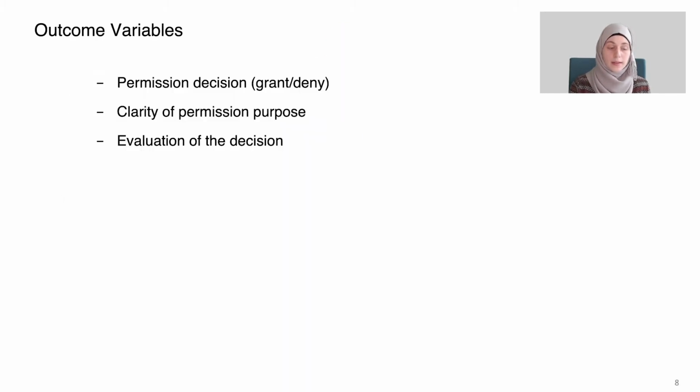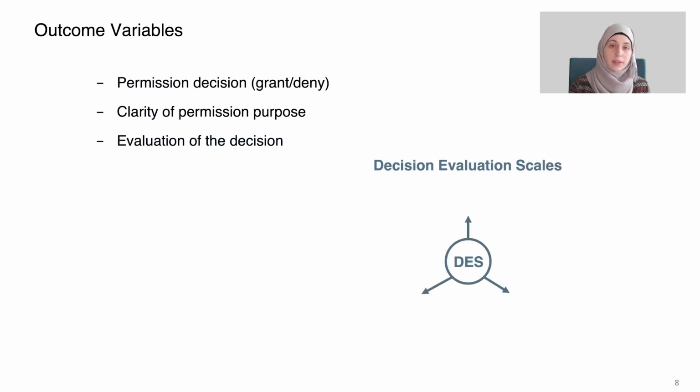To get a holistic understanding of the user's perspective, we measured participants' permission decision, their clarity of the permission purpose, and their evaluation of the decision, for which we used the decision evaluation scales from the field of health psychology. These scales were originally developed to evaluate patients' decision to uptake or refuse a treatment choice. We transferred these scales to our particular setting to measure whether users made an informed permission decision, their satisfaction with their permission decision, and their perceived control over the permission decision.